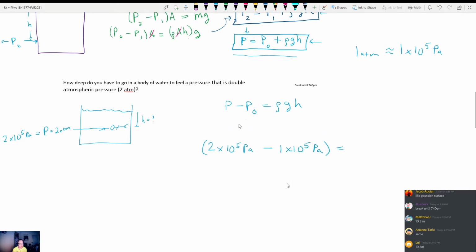Let's solve for h first before we plug the numbers in. So I'll have P minus P naught divided by rho g, and that should be equal to h. So we divide this by rho, and what's rho again? I've already forgotten. Not really, of course, but what is this little P-looking thing with the curly?